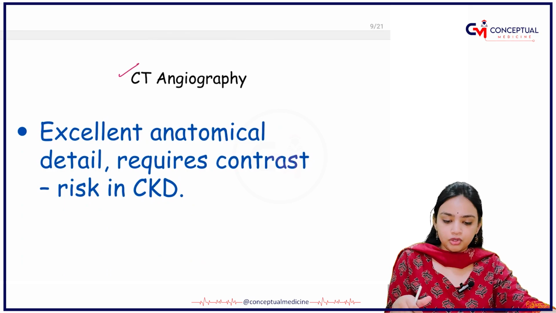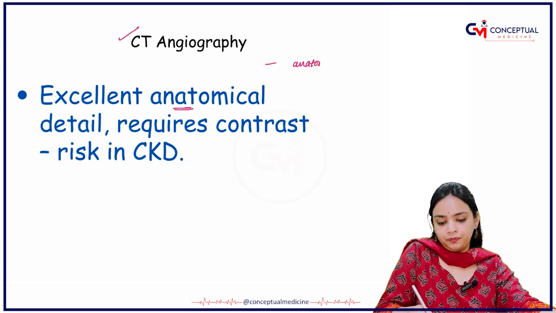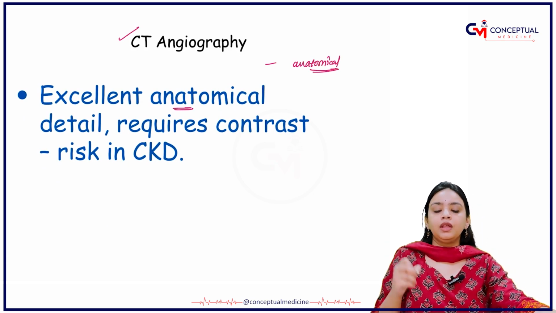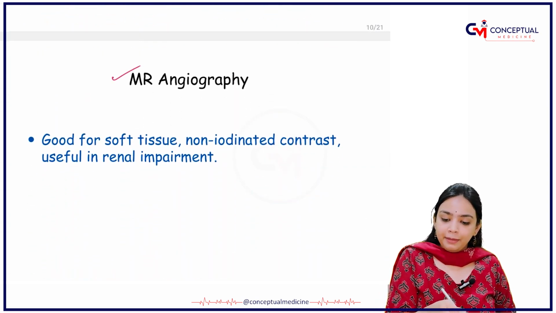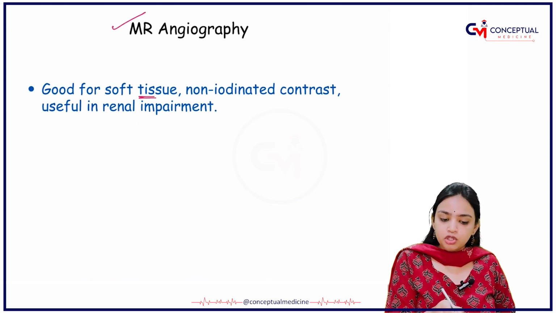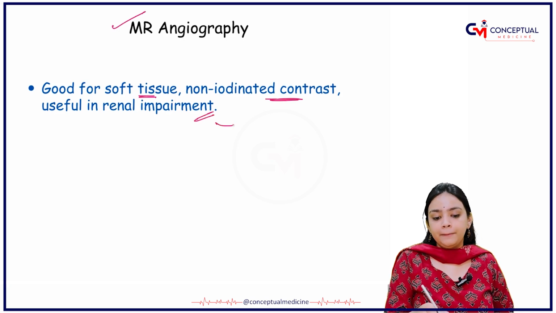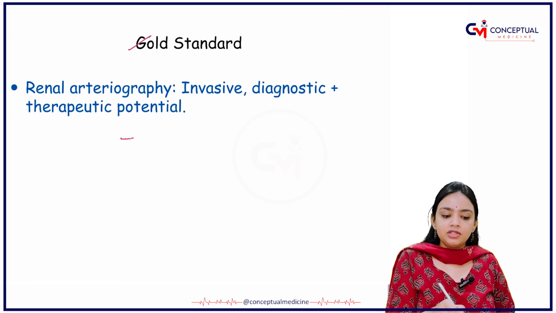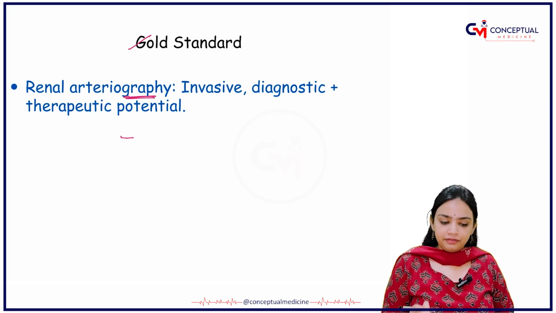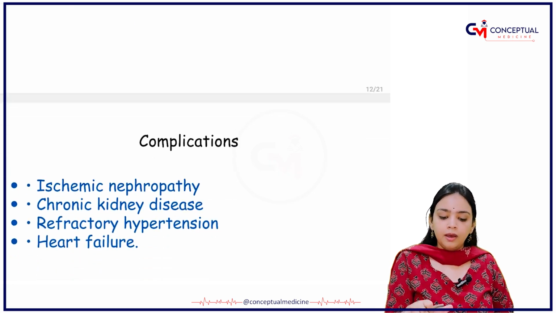Then you have the CT angiography. It is excellent for anatomical details, and it can be used if the patient is suffering from chronic kidney disease. MR angiography is good for soft tissues. Non-iodinated contrast is used and it is useful in patients with renal impairment. The gold standard is renal arteriography. Okay, it is invasive and it has diagnostic and therapeutic potential.